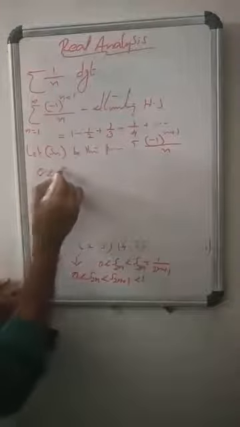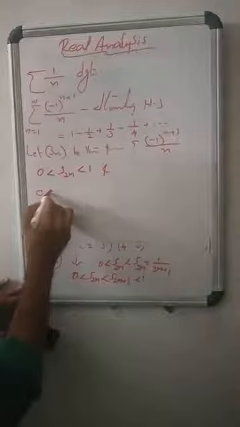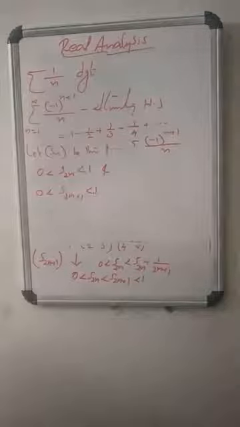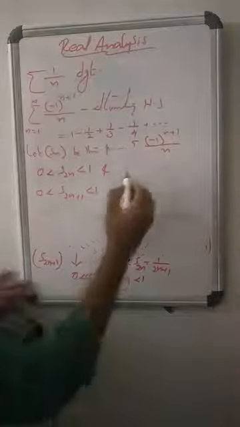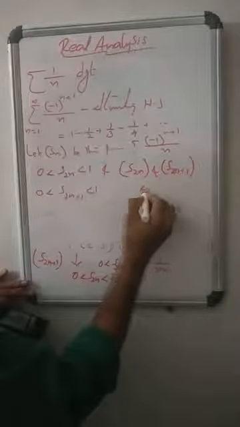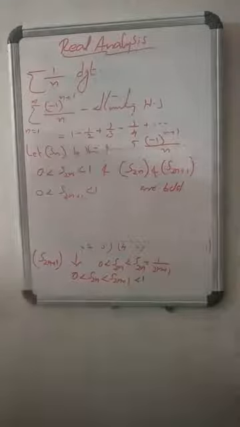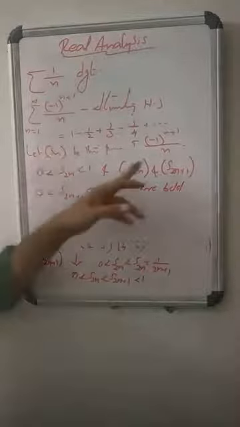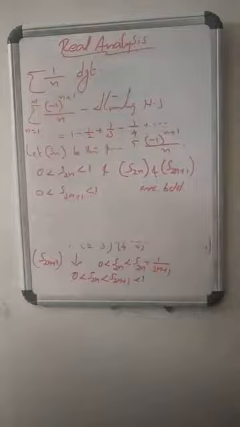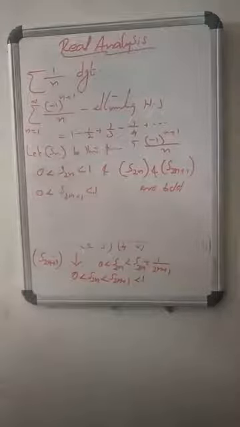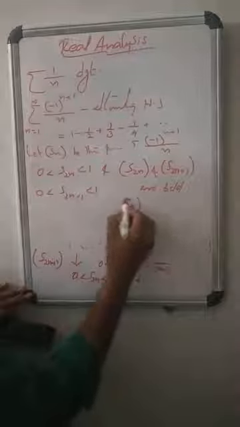0 less than s_{2n} less than 1, and 0 less than s_{2n+1} also less than 1. Means sequence s_{2n} and sequence s_{2n+1} are bounded sequences. Therefore, they are convergent. They are the two subsequences of this Sn. Since they are bounded and monotonic, hence they converge to the same limit, the same value. That means Sn is convergent.